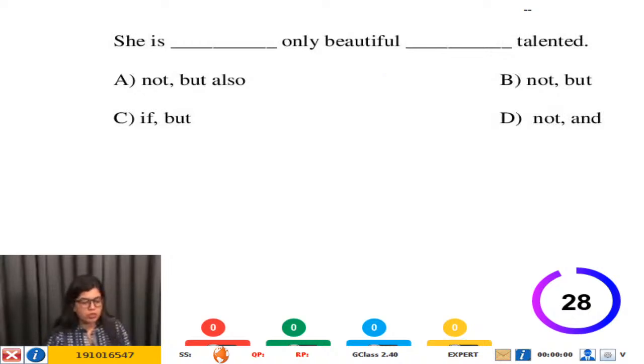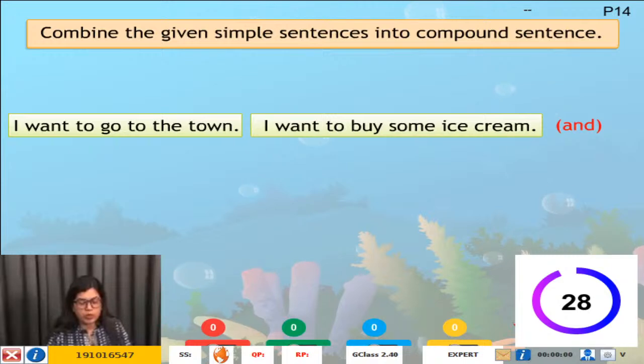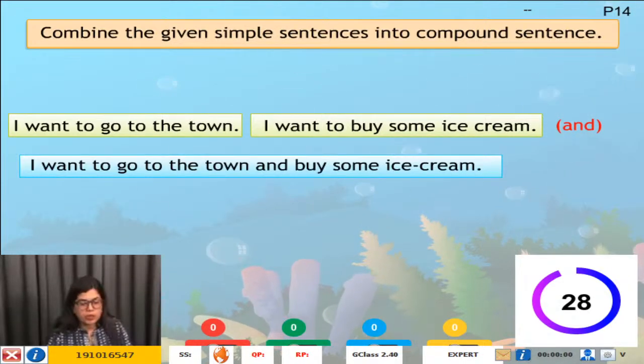Okay, so here we have: I want to go to the town. I want to buy some ice cream. So here we have "and." So how are you going to join this? Let's see. So, I want to go to the town and buy some ice creams.